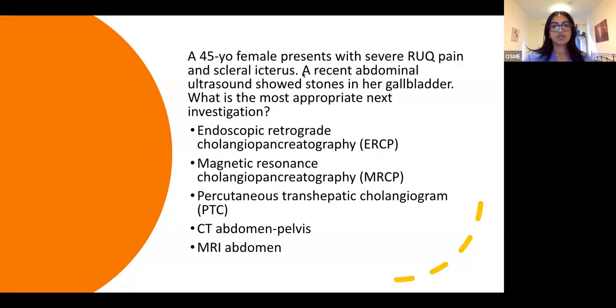Okay, so she's got jaundice, signified by the scleral icterus. She's got the pain. But she's not got a fever. And she's already had the ultrasound, so you can't say that. And that showed gallstones. So after that, you've indicated that the stones are present, but you'd want to visualize where exactly those stones are. So because of that, the next most appropriate investigation would be magnetic resonance cholangiopancreatography, or MRCP.